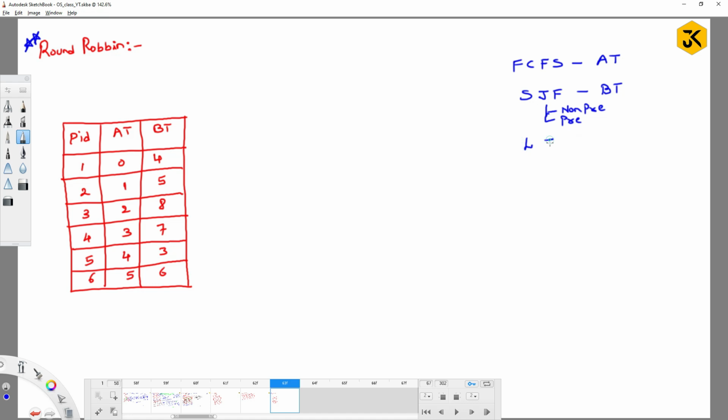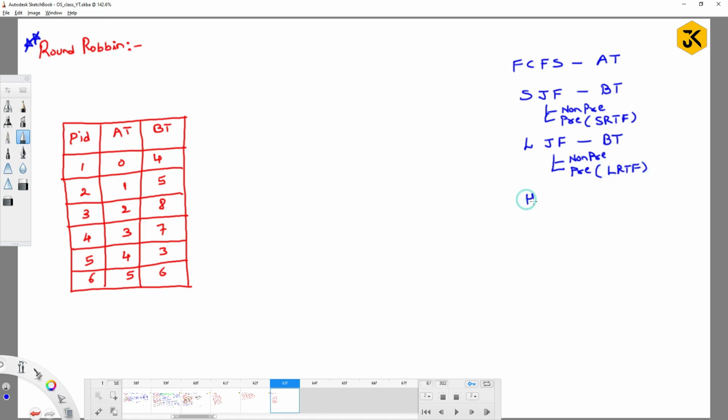Next is the largest job first algorithm. Here the criterion is burst time, meaning the process with the highest burst time gets the chance. Here also we discussed two variations: non-preemptive and preemptive. The preemptive version of SJF we call shortest remaining time first, and the preemptive version of LJF we call LRTF.